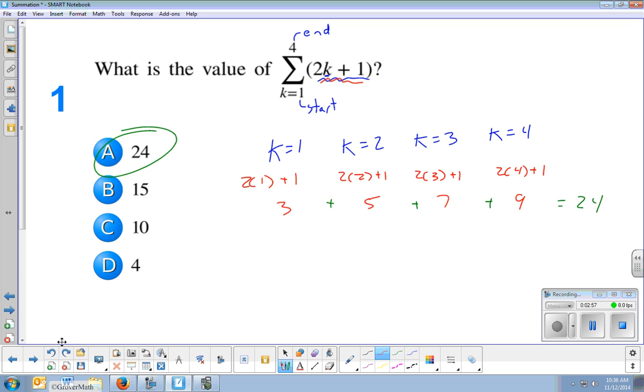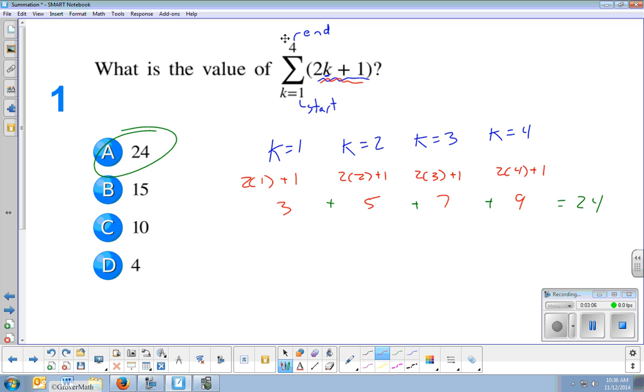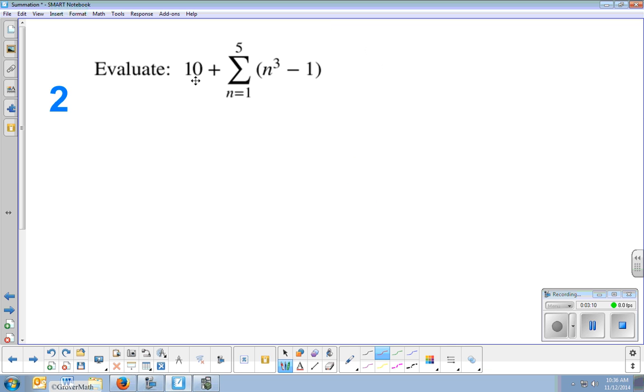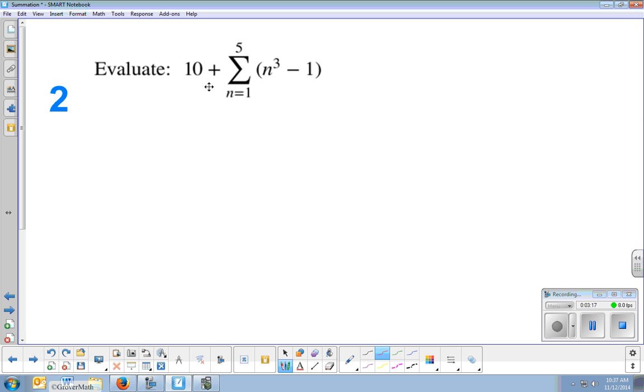Let's do one more. And the key difference here is notice that there's something in front of the sigma notation. There wasn't in this case. In this case, everything was to the right. If there is anything to the left side, like this 10 plus, that is applied last and only once. So last, comma, only once.